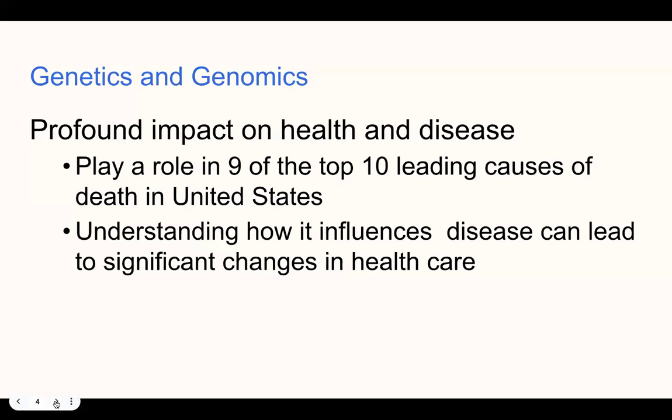When we're talking about genetics and genomics, they have a profound impact on health and disease. They play a big role in 9 of the 10 top leading causes of death in the US. So, understanding how it influences disease can lead to significant changes in healthcare. Understanding the causes of some of the most deadly diseases, such as heart disease and cancer and diabetes and stroke and Alzheimer's disease, can greatly influence the health of Americans and what role lifestyle really plays in their longevity.